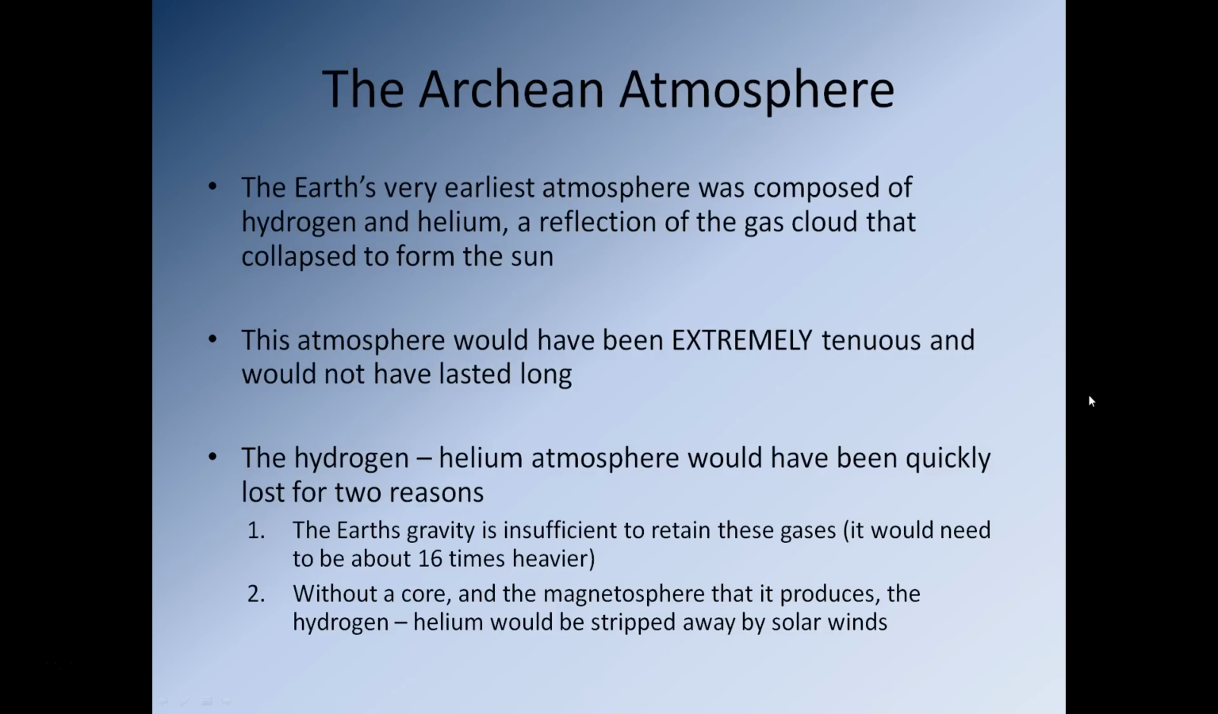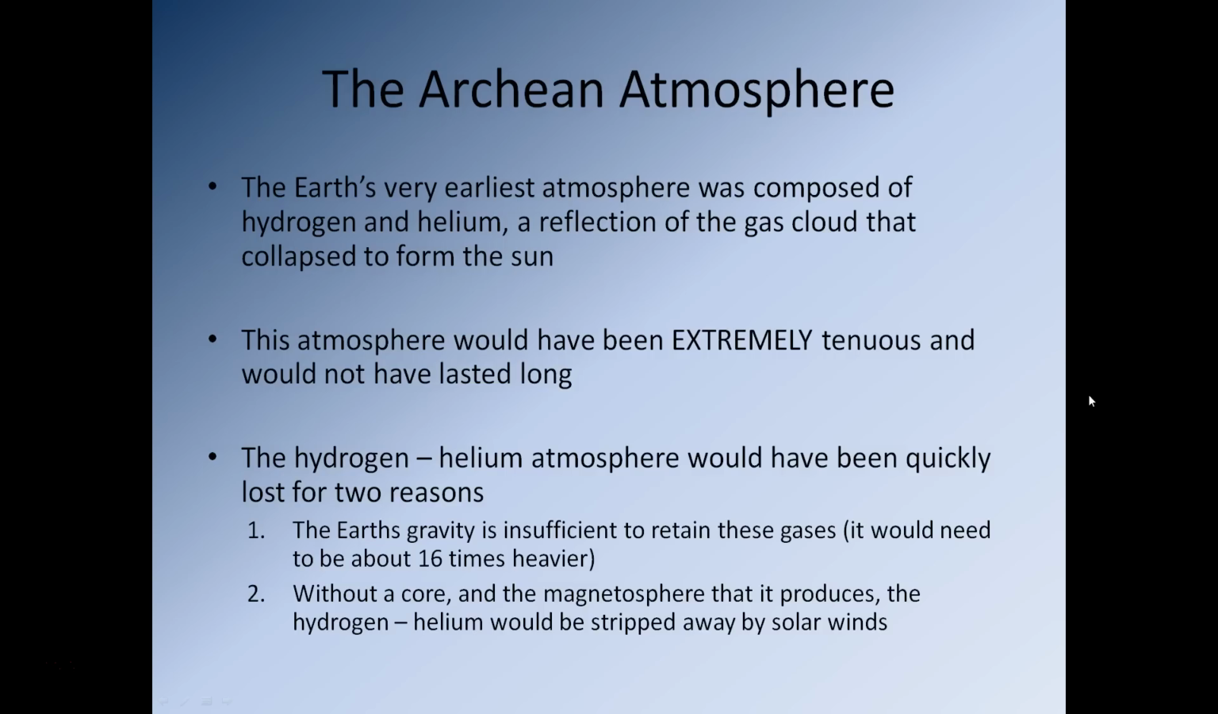First of all, the Earth's gravity is insufficient to retain hydrogen and helium. They're just too light. For the Earth to be able to retain hydrogen or helium, it would need to be about 16 times larger, so should I say 16 times heavier than it is at present. So we don't have the gravity. The other thing is that during the very early portion of Earth's history, we didn't have a core. If we don't have a core, we don't have a magnetic field, so we don't have a magnetosphere. And the magnetosphere protects us from the solar wind, this stream of particles that comes constantly off the sun.